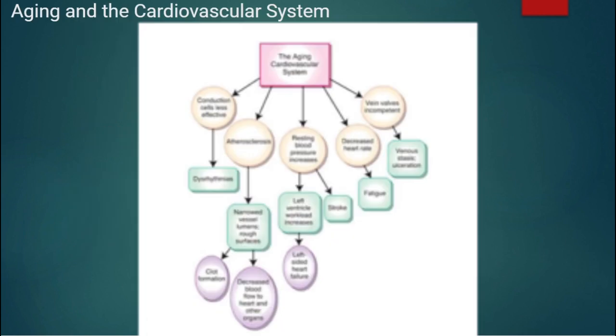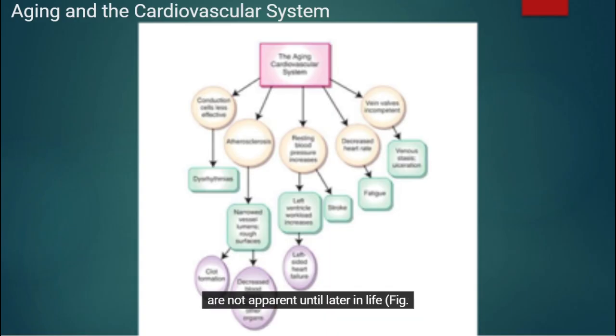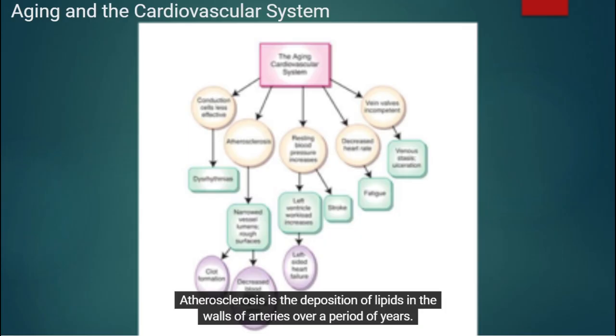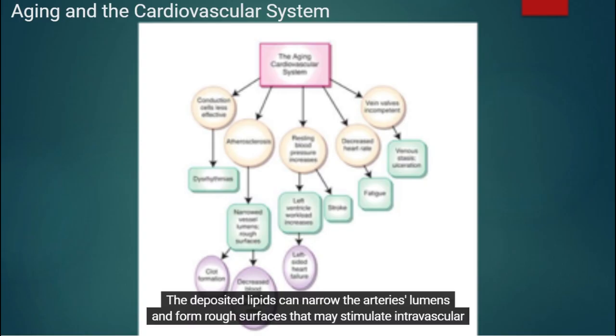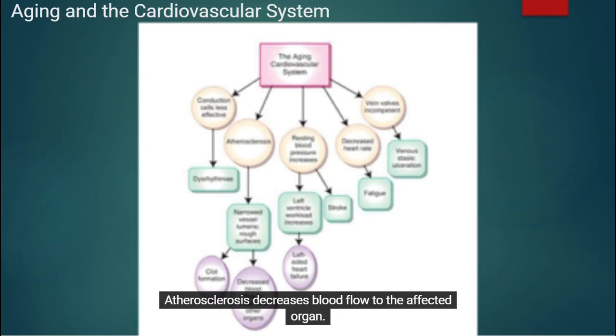Aging and the cardiovascular system. The aging of blood vessels, especially arteries, is believed to begin in childhood, although the effects are not apparent until later in life. Fig. 21.7. Atherosclerosis is the deposition of lipids in the walls of arteries over a period of years. The deposited lipids can narrow the artery's lumens and form rough surfaces that may stimulate intravascular clot formation. Atherosclerosis decreases blood flow to the affected organ.